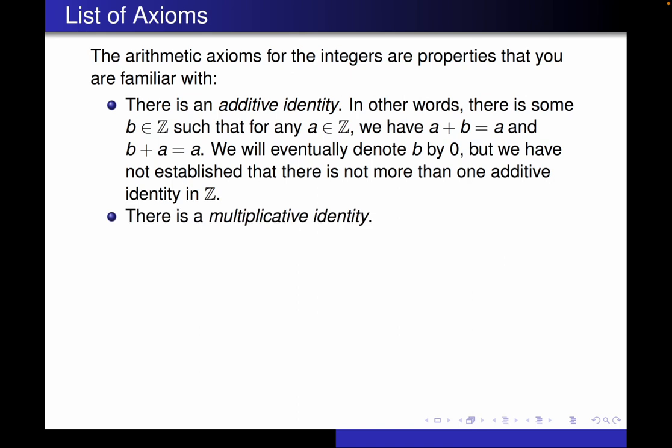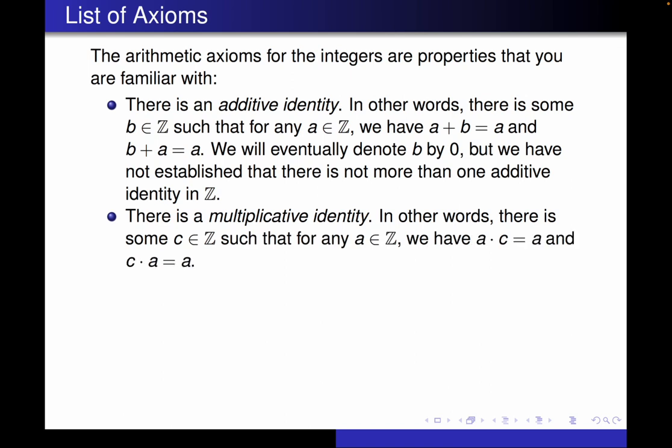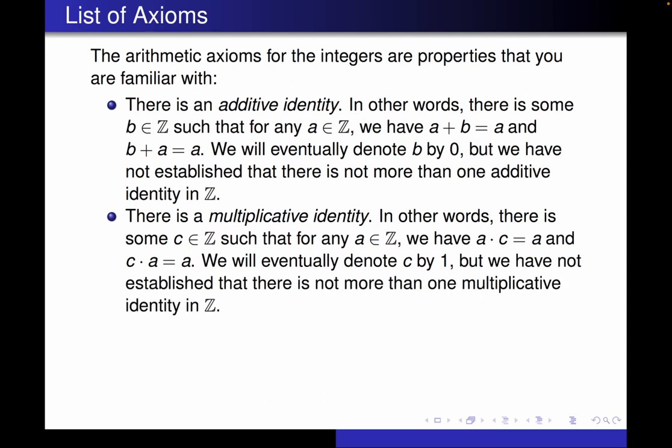Similarly, we have a multiplicative identity, and that's a number that leaves all other numbers alone when you multiply it. So there's some number c where when you multiply c on either side of a random number a, it leaves it alone. A times c is equal to a, c times a equals a. And as with 0, we're going to eventually denote the multiplicative identity by 1, our very familiar number to us, but as before, we have to deal with the fact that we might have more than one. Logically. Turns out we don't, but we've got to prove that.